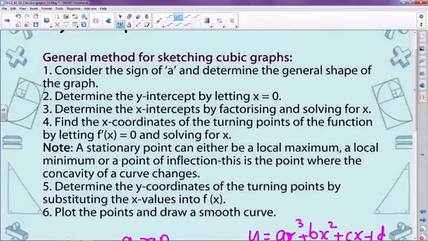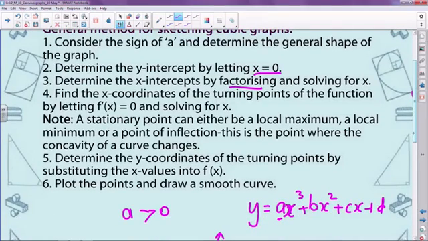You then determine the y-intercept by letting x equal to 0. You then determine the x-intercepts by letting y equal 0 and by factorizing, using most of the times factor and remainder theorem, but not always, and you solve for x. You find the x-coordinate of the turning points of the function by letting your derivative equal to 0 and then solve for x.